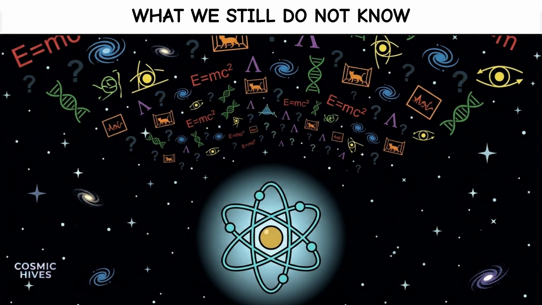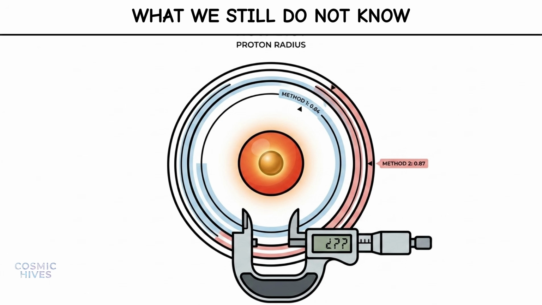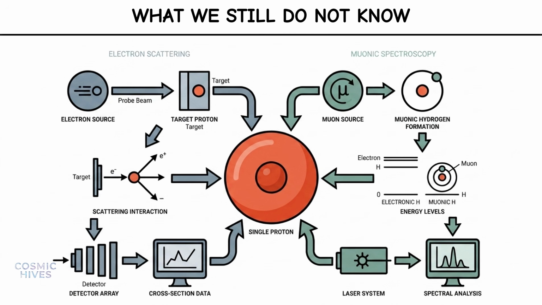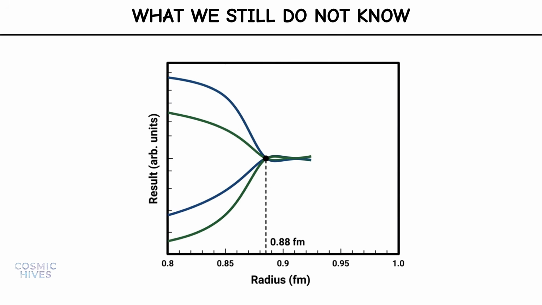Number 1. What we still do not know: the proton radius puzzle and the limits of the model. Even the most basic property of the simplest possible atom, the physical size of a proton, has not been fully settled. For decades, physicists measured the proton's charge radius using two different experimental methods: scattering electrons off protons and measuring the energy levels of ordinary hydrogen atoms using spectroscopy. Both methods converged on a consistent value around 0.88 femtometers.